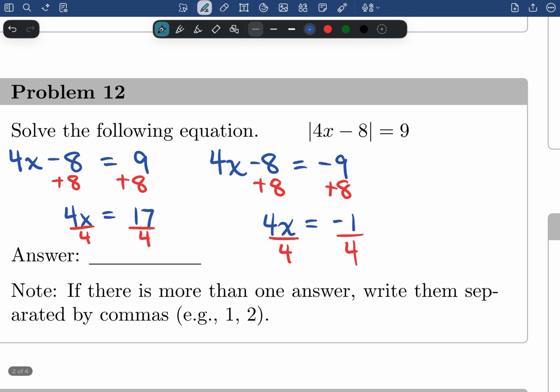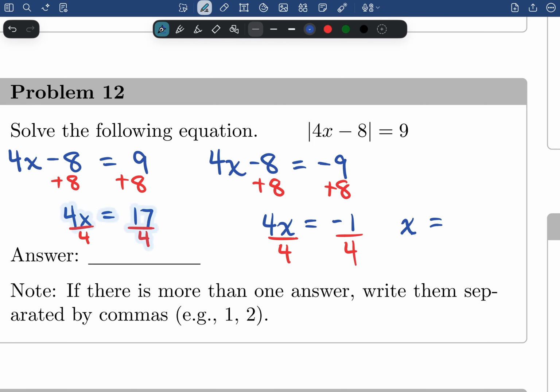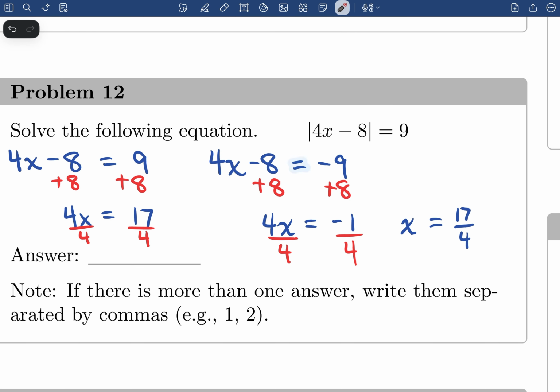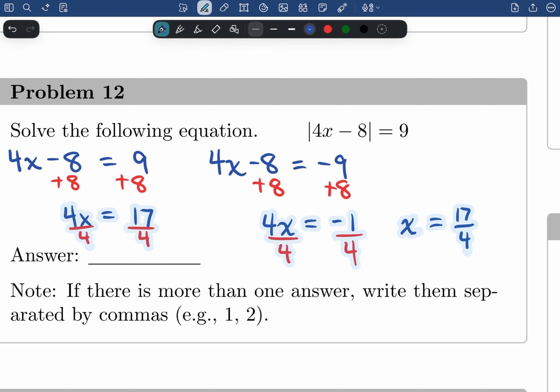And I have my solutions. x equals 17/4, right? It's great to write your result as an improper fraction. You love to see it. And then in this case, x equals negative 1/4.